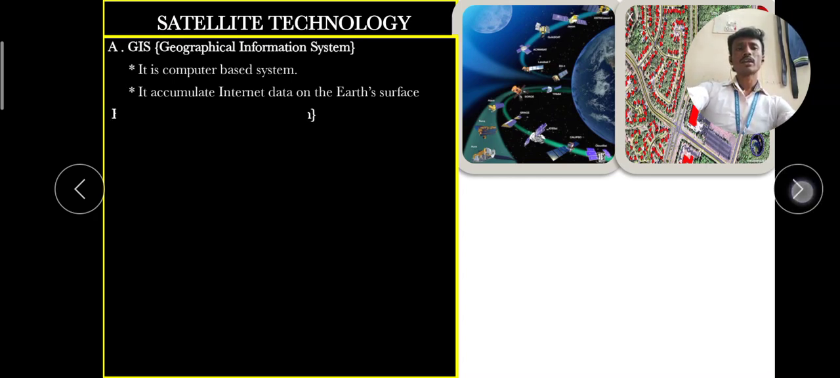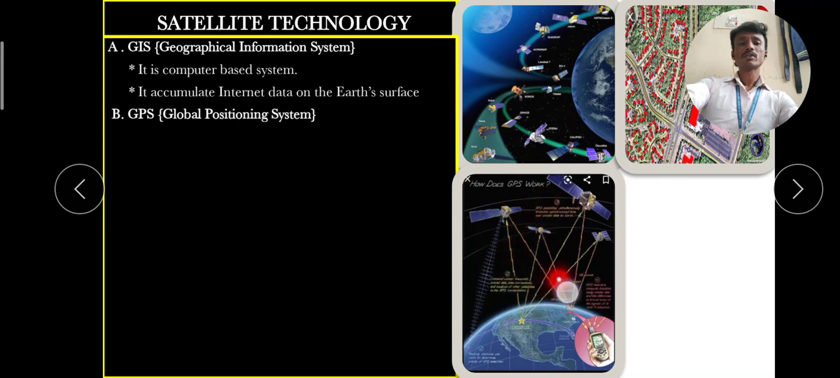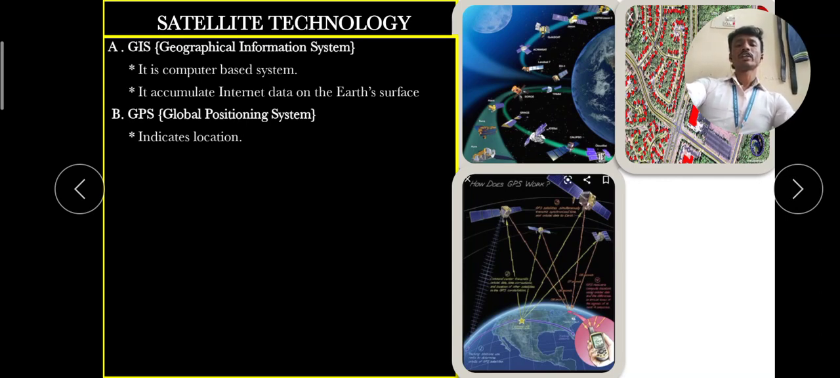And another one is GPS, Global Positioning System. Global Positioning System plays a very important role. How does it play a very important role? It indicates location. Indicates location means showing the point, the place where something happens. It shows the locations, where is the ocean, where are the water bodies, where are the rivers, and where Delhi is, where Nagpur is, where Jammu and Kashmir is. We can see this through the GPS, global positioning system. So this indicates location.